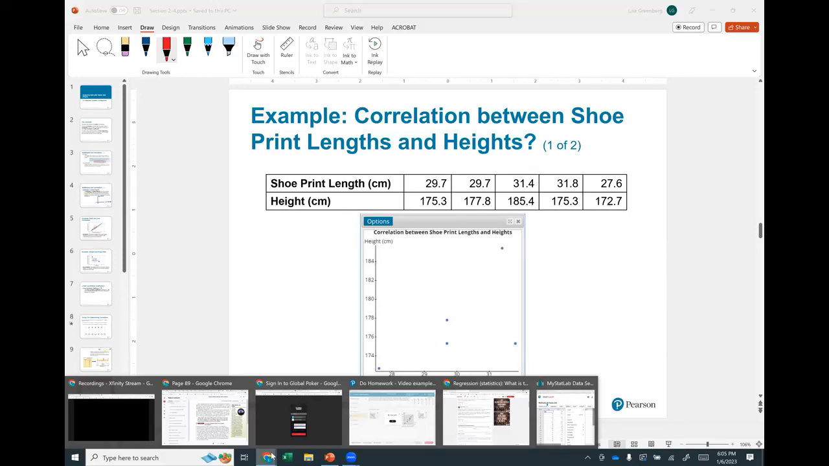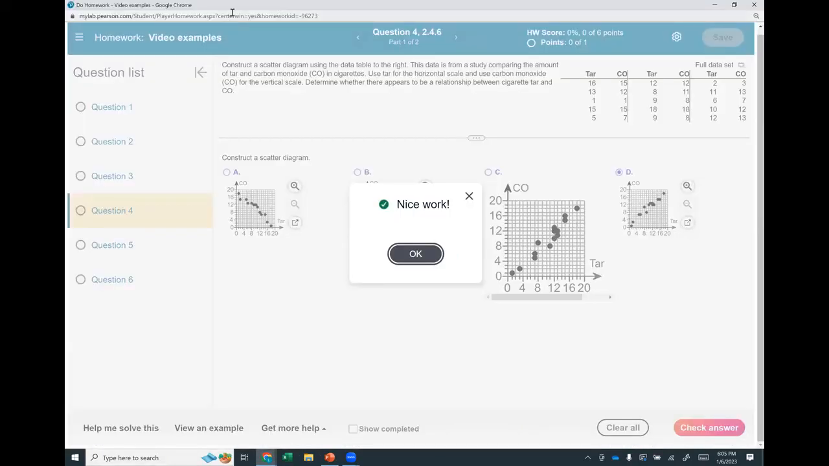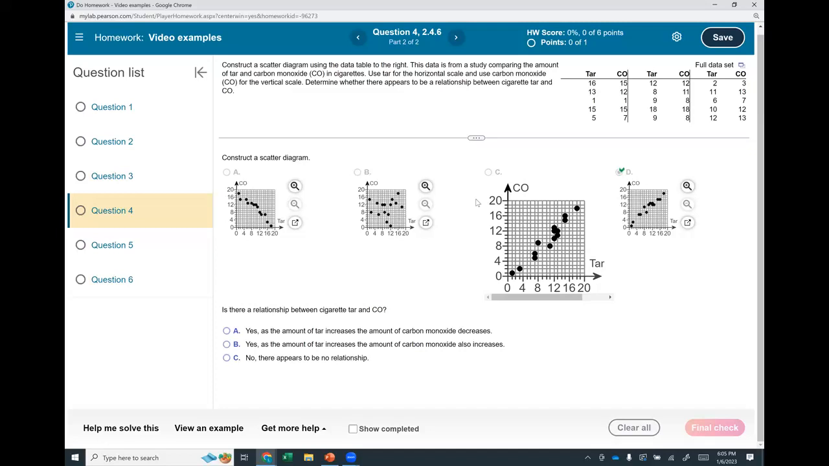Let me see, where do I want to go? Oh, and I'm sorry, I did not even finish this problem. I guess I should finish it. It says, is there a relationship between cigarette tar and carbon monoxide? And we picked D, and I'm going to say, yes, it looks like there's a straight line going up. So it says, yes, as the amount of tar increases, the amount of carbon monoxide decreases. No, that's not true. They're both increasing, right? So that would be B.